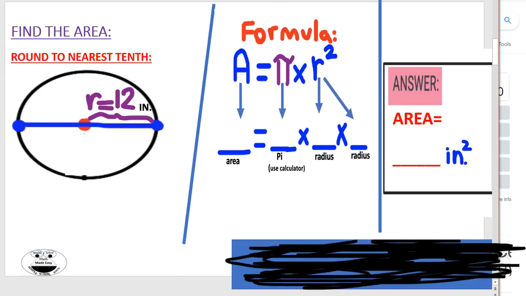Today we are continuing with our topics and we are finding the area of a circle. Here is a problem, and sometimes they give you a problem in words. Here they're giving it to you with a picture. Sometimes they use a diagram.